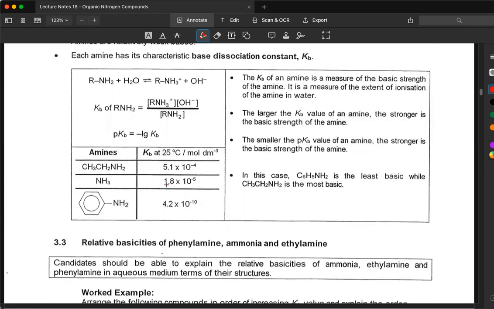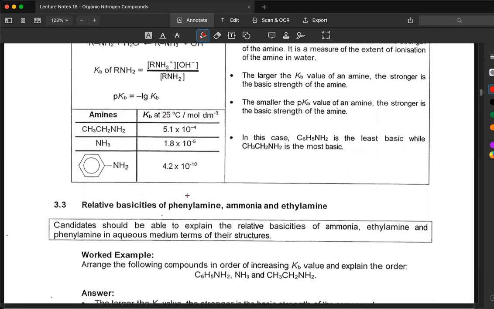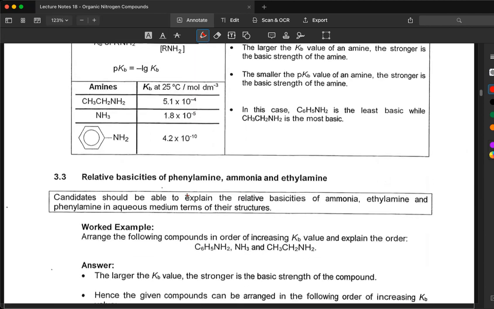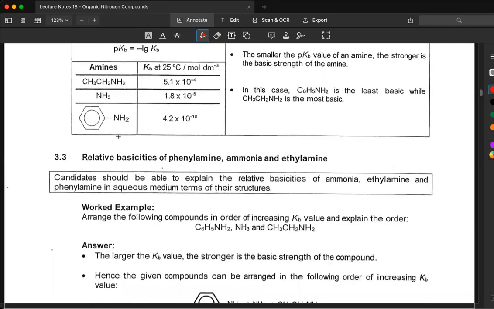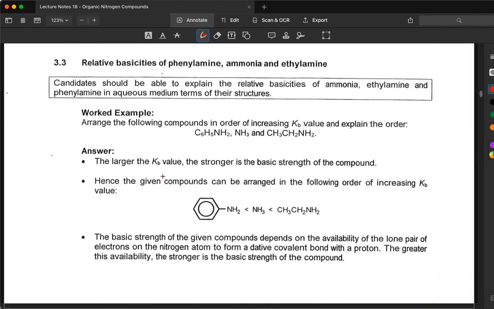So in this case, C6H5NH2 is the least basic, while CH3CH2NH2 is the most basic, looking at the Kb value. And the reason has to do with the substituent, all right? Now, arrange the compounds in increasing Kb value and explain the order.